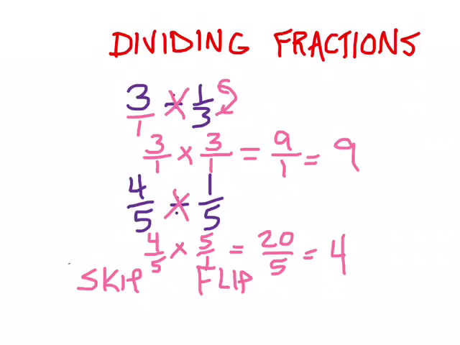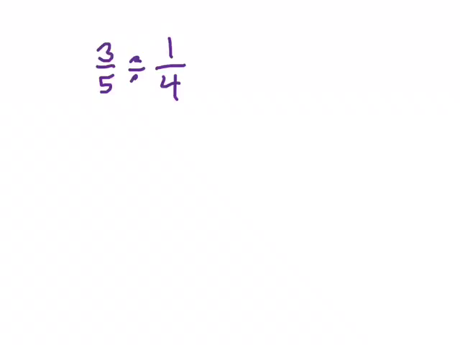So this is a rule that'll work no matter what. Say I'm doing something more complicated, like 3/5 divided by 1/4, and I notice it doesn't go in evenly. So this would be a pain if I actually had to draw it out or something like that. So what I'm going to do instead is I'm going to say, okay, I'm just going to follow the rule. I'm going to skip the first thing, so I'm going to leave 3/5 alone, and I'm going to flip the second, 4 over 1 instead of 1 over 4.